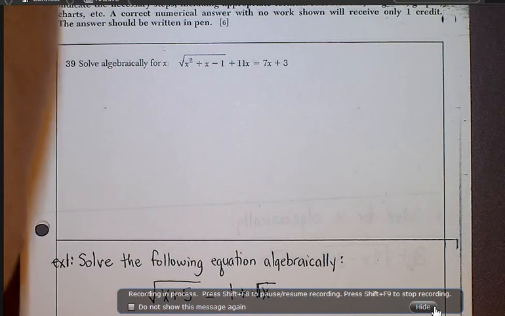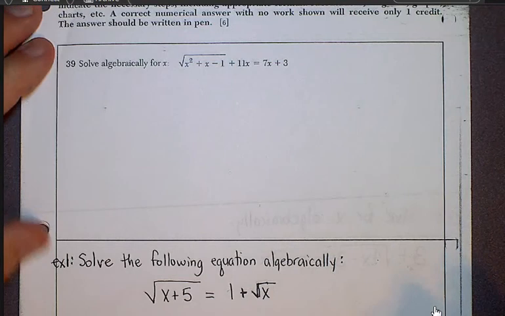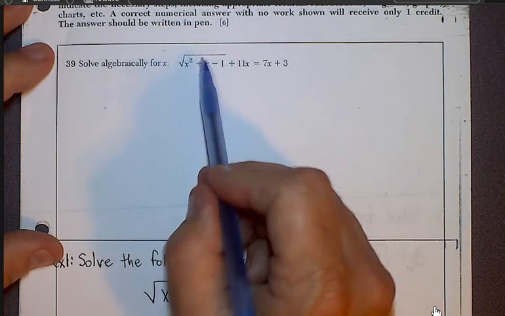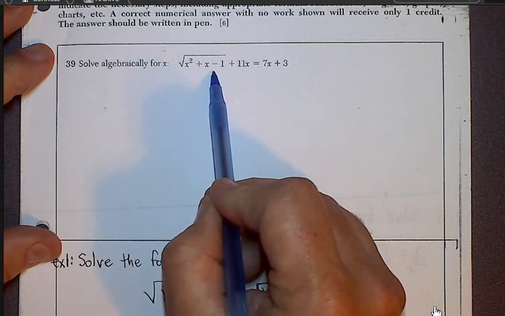Okay, the next question we're going to take a look at is a really good square root question. A lot of algebra in it, so let's take our time. We're trying to solve for x, but there's a square root involved in the problem. So we try to get the square root by itself first.